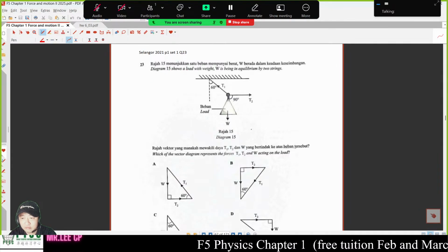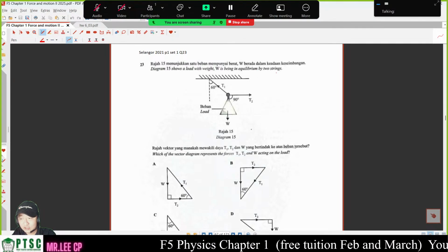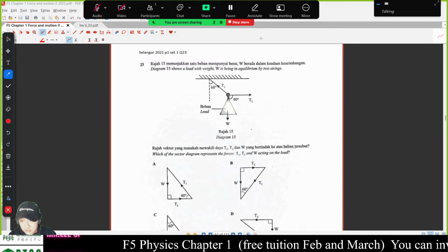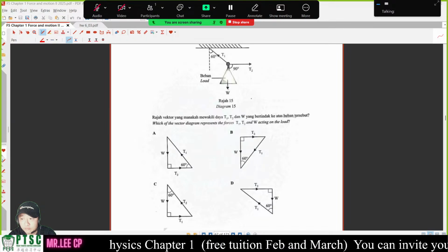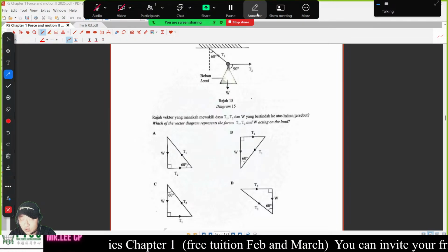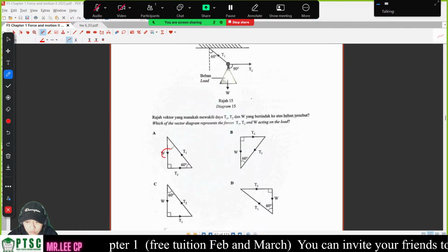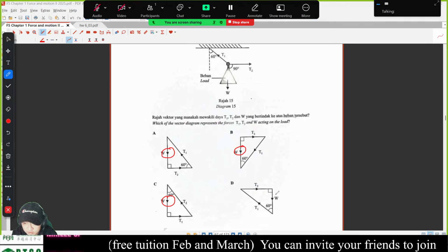Diagram 15 shows the load with the weight W that is in equilibrium by 2 strings. So now here you need to know how to draw. First of all, the weight is going down. Weight is going down. All correct.